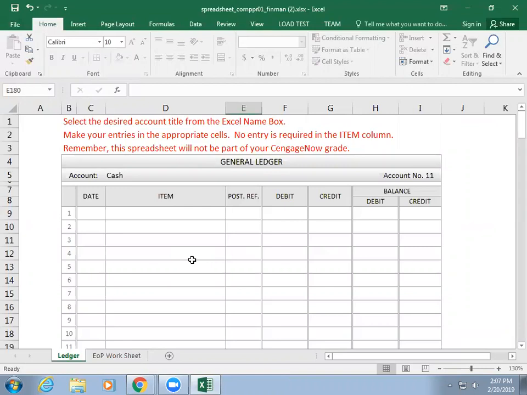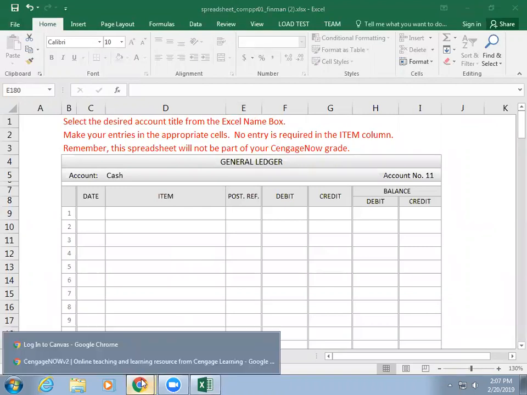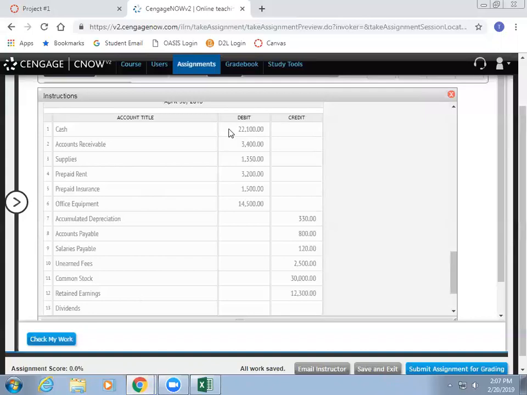But again, what you're going to do is just actually set up beginning balances. So for cash, for example, it tells us the balance is $22,100.